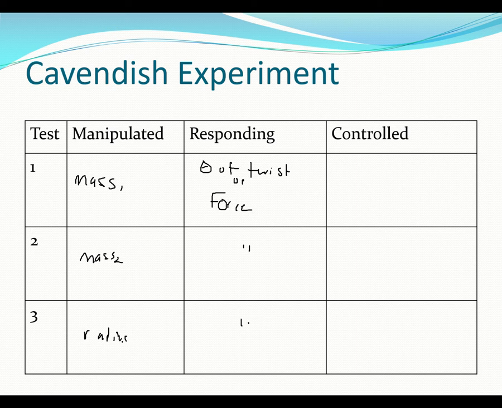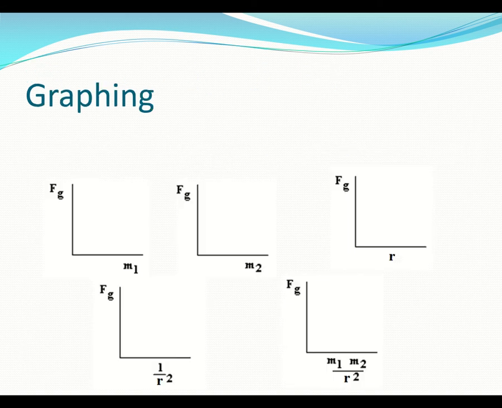So mass 1, mass 2, and radius were the three different tests that he manipulated, and it's important that you only manipulate one thing, because if you manipulate more than one thing, you can't tell what actually affected your responding variable. So it's really important to control mass 2 when doing this experiment, and your radius, right? You only want to manipulate one, and control the others. And for this one, mass 1 and the radius would be the controlled variables. And for this one, it would be, not radius, it would be mass 1 and mass 2 that you'd want to control. Okay. And then after you do an experiment, you graph it out.